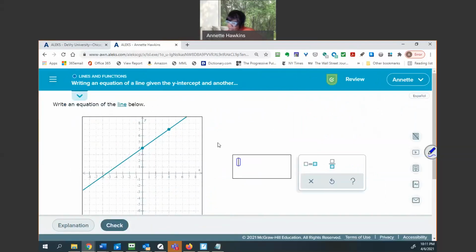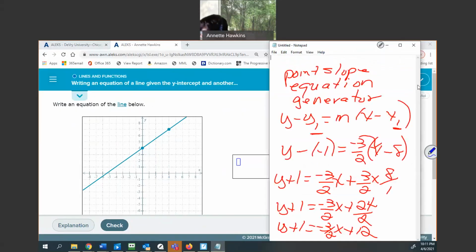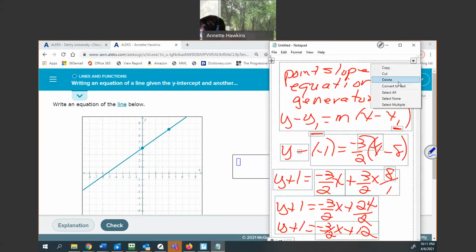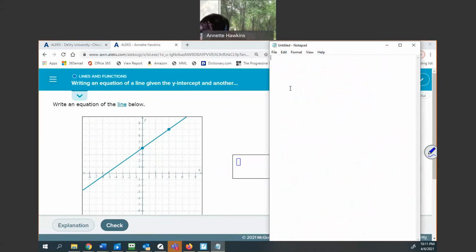All right, so we need to write the equation of this line. If you recall, I said that to write the equation of a line, you need a point, you need a slope, it needs to be given to you, or you need to find it, okay? Now, in this case, we do not have the slope. Now, we can find it, but we don't have it. So, need a point.